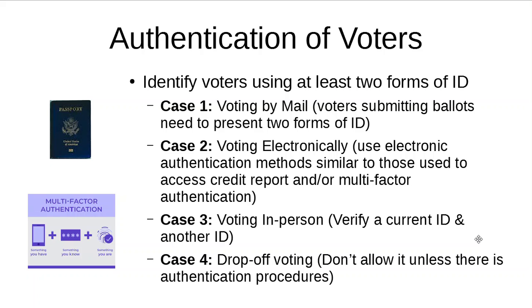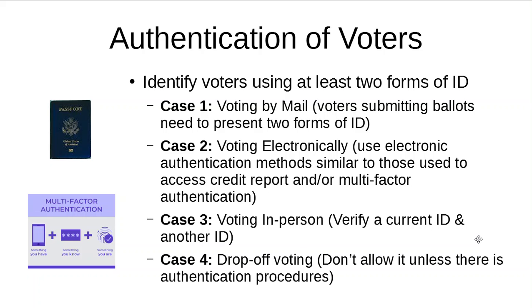Case 1, voting by mail. Well, if they're voting by mail, voters submitting ballots need to present 2 forms of ID. It's important, right? So you need to know who's voting. Do they have a right to vote? How many votes are they submitting? Are they submitting their vote? Many questions to be asked here.